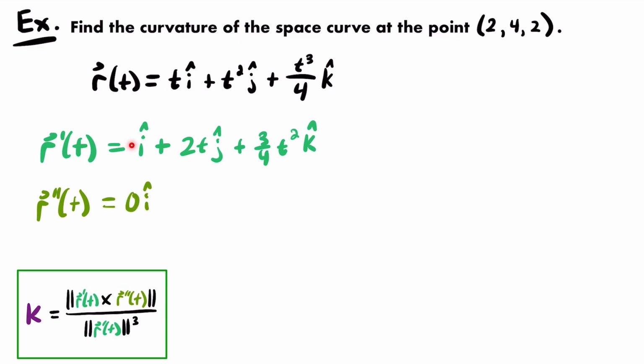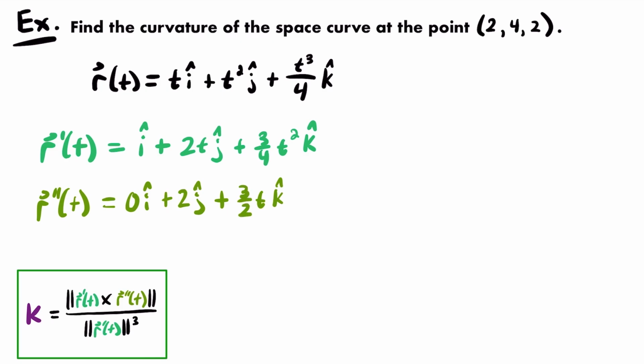The derivative of a constant is 0. Then the derivative of 2t is 2, so we have plus 2j, and the derivative of 3/4 times t squared, you want to multiply that 2 down, so you'll have 6/4 times t times k. But now you can reduce 6/4 to be 3/2, so I'm going to do that here. We'd have 3/2 times t.